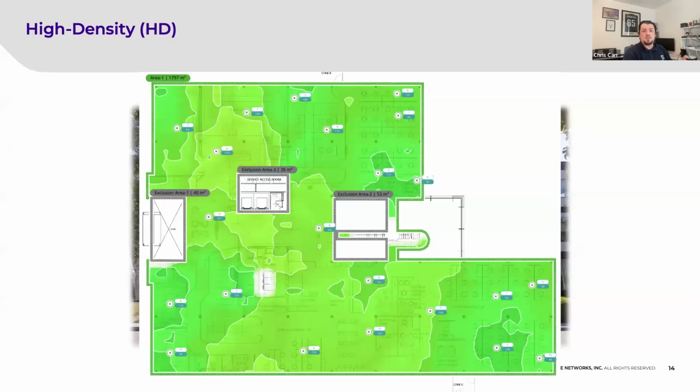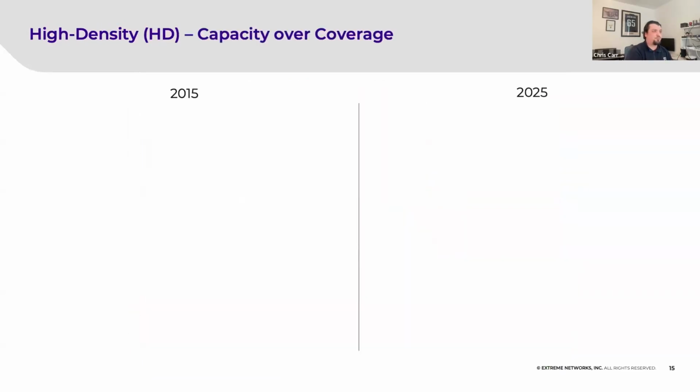Let's see, why did we come to this kind of design? What considerations are there? What we'll do is we'll quiz Simon because he's the high density expert around here. So over to you, Simon. Thank you, Chris. Yeah, so high density.